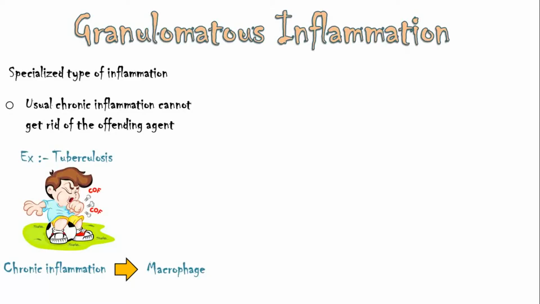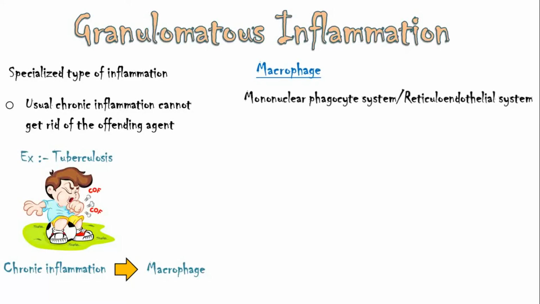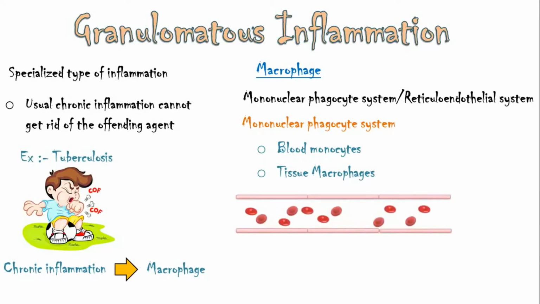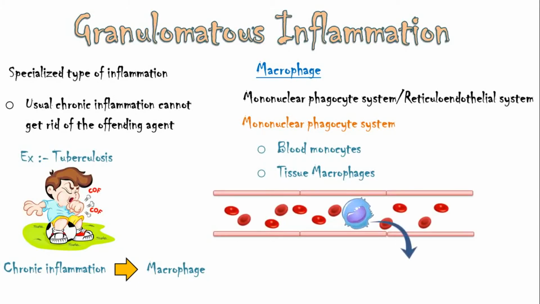macrophage. The macrophage is one of the major components of the mononuclear phagocyte system, also known as the reticuloendothelial system. The mononuclear phagocyte system is composed of closely related cell types, including blood monocytes and tissue macrophages. Actually, tissue macrophages are derived from blood monocytes. When a monocyte migrates into a tissue from the blood, it is transformed into a macrophage. This transformation is mediated by various chemicals including adhesion molecules and cytokines.